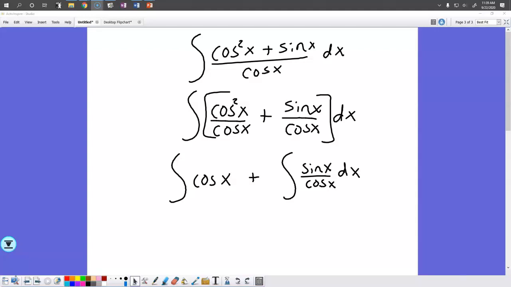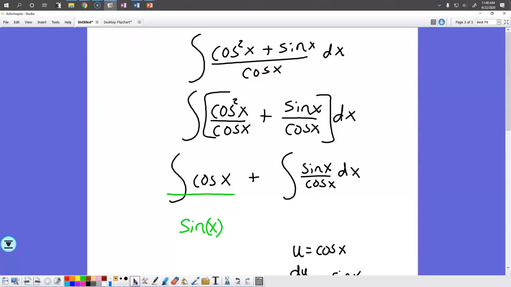Now, for the integral on the left, the integral of cosine is negative sine. But the one on the right, we're going to have to do some u substitution. Let me write down my answer really quick for the integral here on the left. For the one on the left, that's going to end up being sine x. The integral of cosine is sine x. And once again, I'm not going to put my plus c here yet because we'll just do that at the end. But let's focus on the right side.